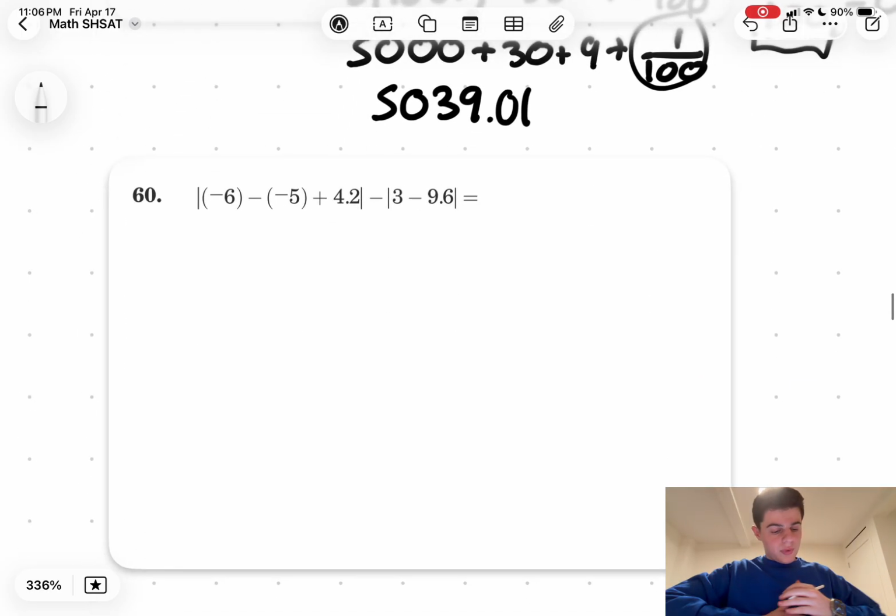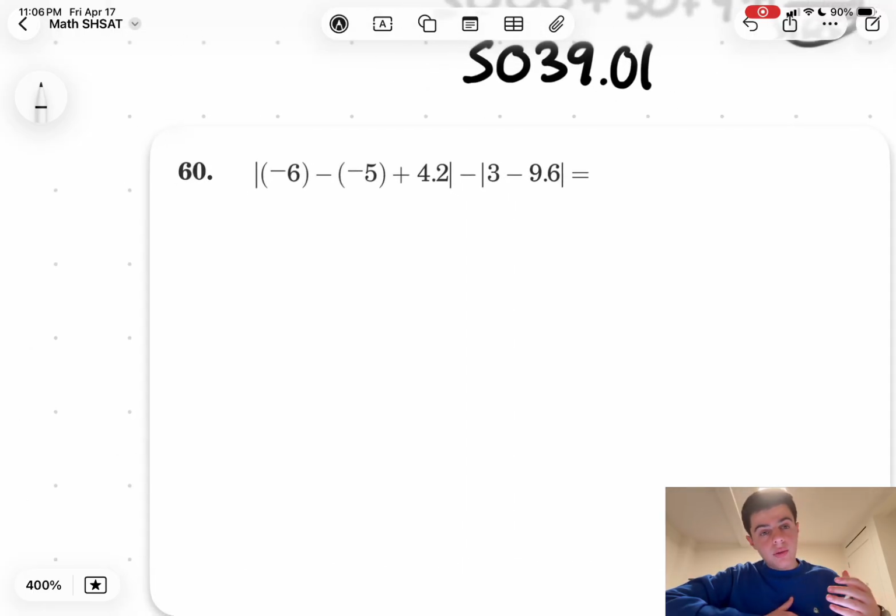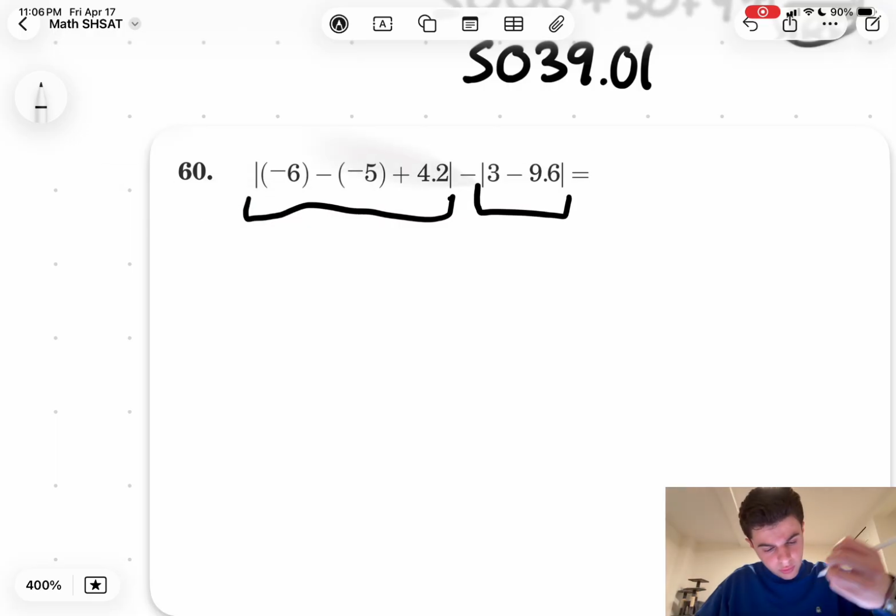Question number 60. The absolute value of -6 minus 5 plus 4.2 minus the absolute value of 3 minus 9.6. So here, absolute values actually serve as parentheses. Whenever you have stuff inside of absolute values, you always do that first. So we can either do this first or this first. Let's just go left to right.